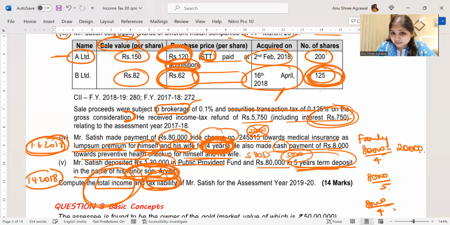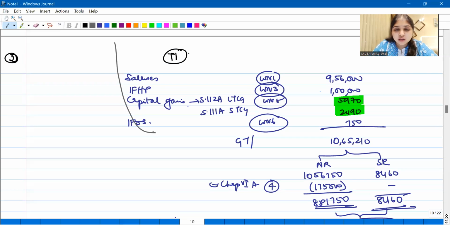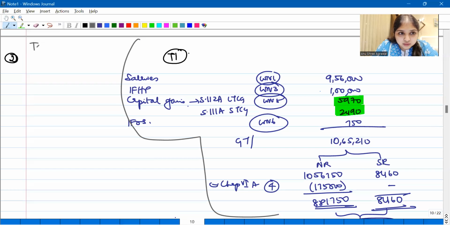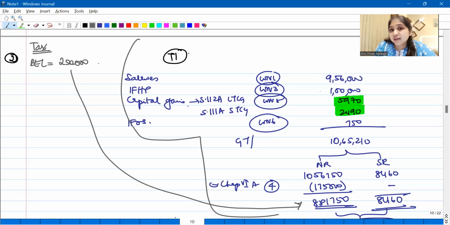They're not only asking me total income, they're also asking me tax liability. Thankfully, they're not asking me about 115BAC and all. So I can do only the normal tax calculation. Now coming to the tax calculation, I always start with which step? I'll always start with basic exemption limit. My assessee is not a senior citizen. Basic exemption limit is going to be 2,50,000. This 2,50,000 I will always adjust against what first? I will always adjust it against normal rate income first.